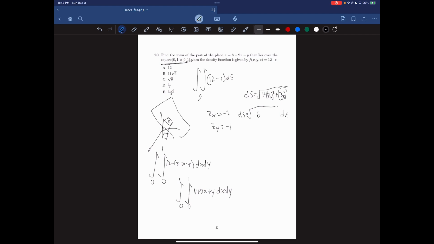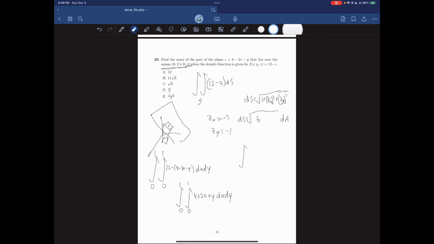Let's just do it with respect to x first, it doesn't really matter. I'm going to expend the same amount of work anyways. 0 to 1, 4x plus x squared plus xy, evaluated from 0 to 1, dy. Just plug in 1 for x and we should be golden here. 0 to 1, 4 plus 1 plus y dy, so that's just 5 plus y. And we have, of course, 5y plus y squared over 2, evaluated from 0 to 1.